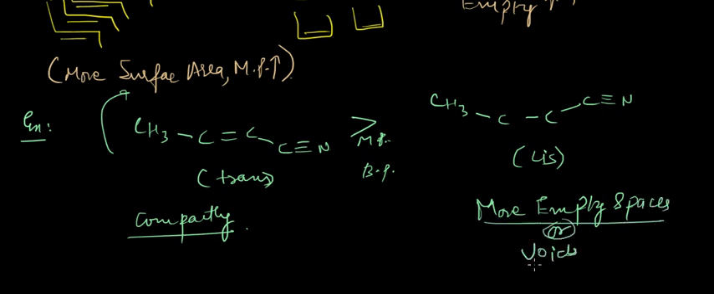Okay, so this completes our comparison of melting points and boiling points. Next we will be starting off with a new category of isomerism under stereoisomerism. One we have already discussed, geometrical isomerism, some lectures back. Now we are going to discuss optical isomerism.